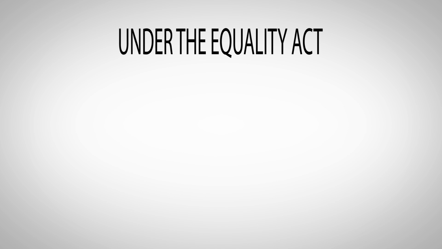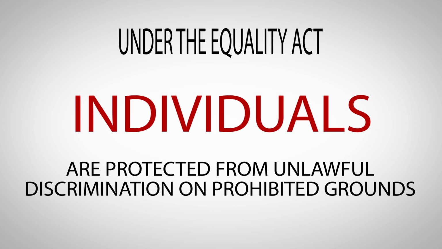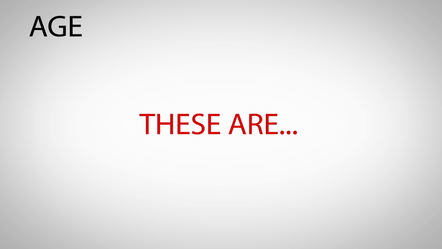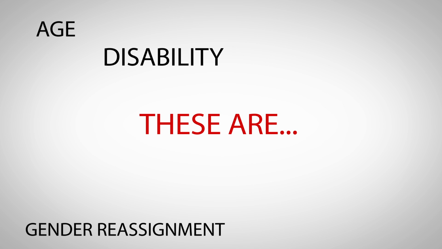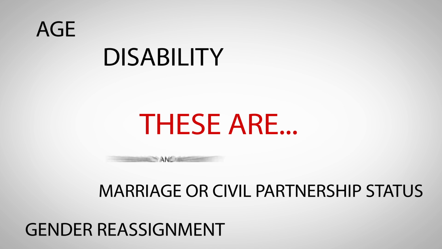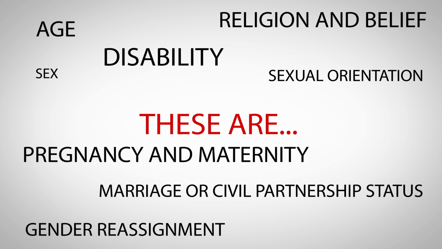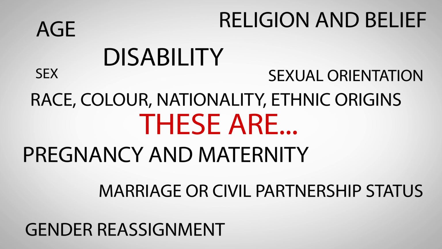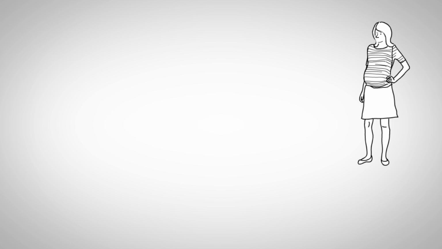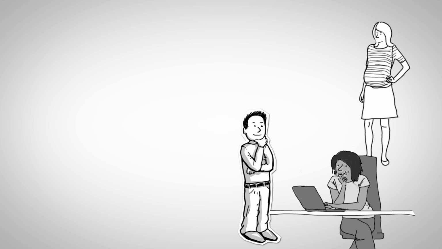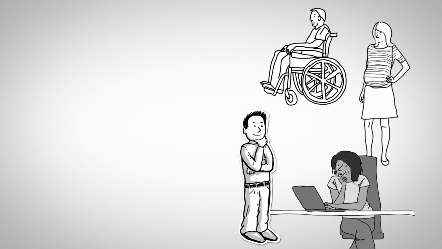Under the Equality Act, individuals are protected from unlawful discrimination on prohibited grounds. These are age, disability, gender reassignment, marriage or civil partnership status, pregnancy and maternity, religion and belief, sex, sexual orientation, race, colour, nationality and ethnic origins. In order for an individual to pursue a claim for unlawful discrimination, they must show that the treatment afforded to them is because of one of these protected characteristics.